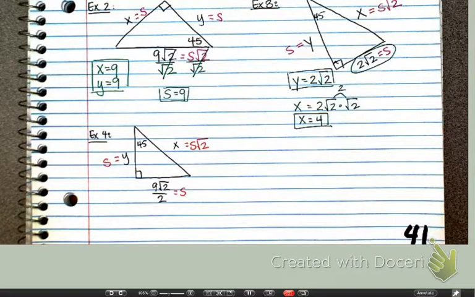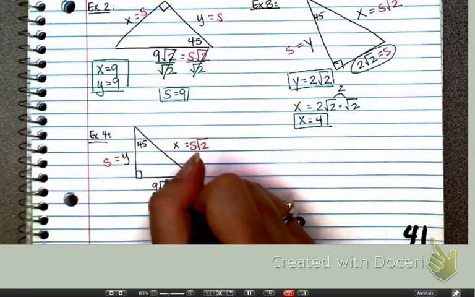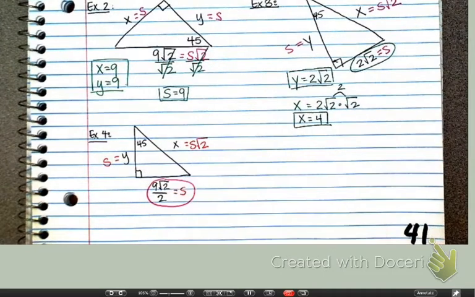Okay. I want you to either solve for S or circle S if you already know it. So look at your problem. If you need to solve for S, solve for S. If you already know what S is, circle it. Has everyone done that step? So you should have circled S is 9 radical 2 over 2.